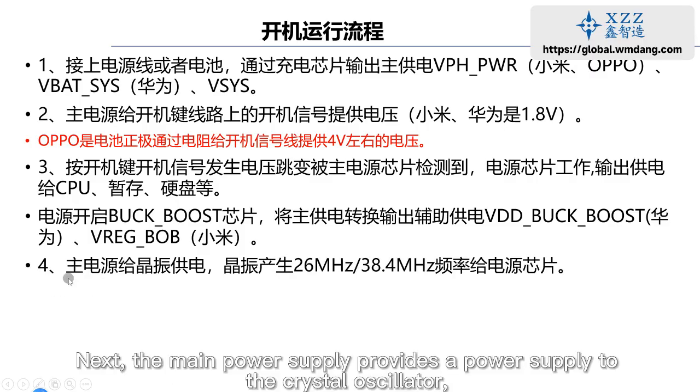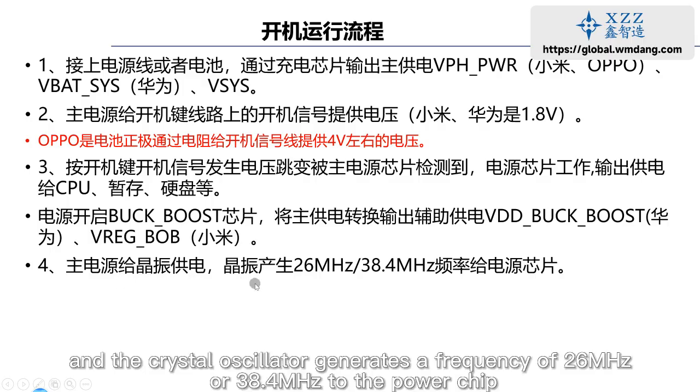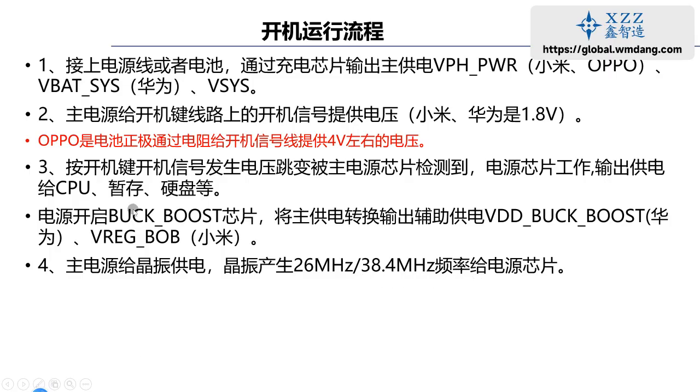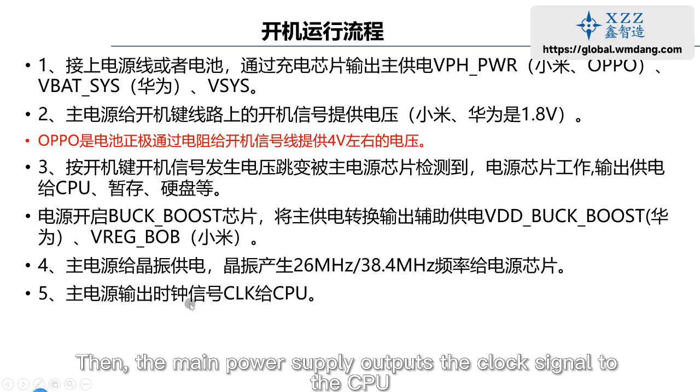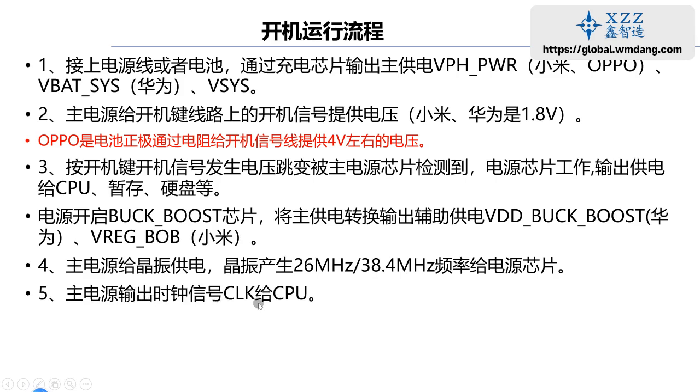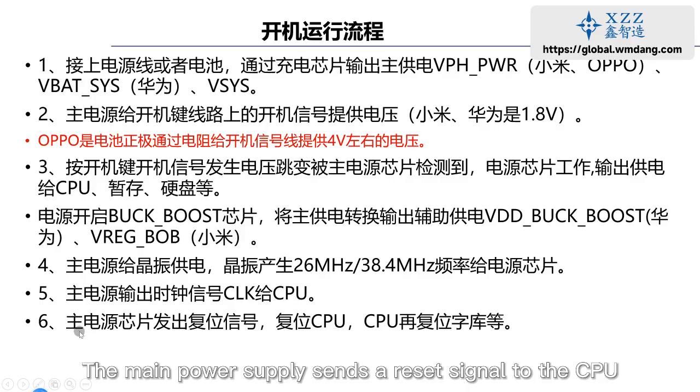Next, the main power supply provides power supply to the crystal oscillator, and the crystal oscillator generates a frequency of 26 MHz or 38.4 MHz to the power chip. 26 MHz is used in the MTK platform. 38.4 MHz is commonly used by Qualcomm and some other platforms. Then the main power supply outputs the clock signal to the CPU. The main power supply sends the reset signal to the CPU.